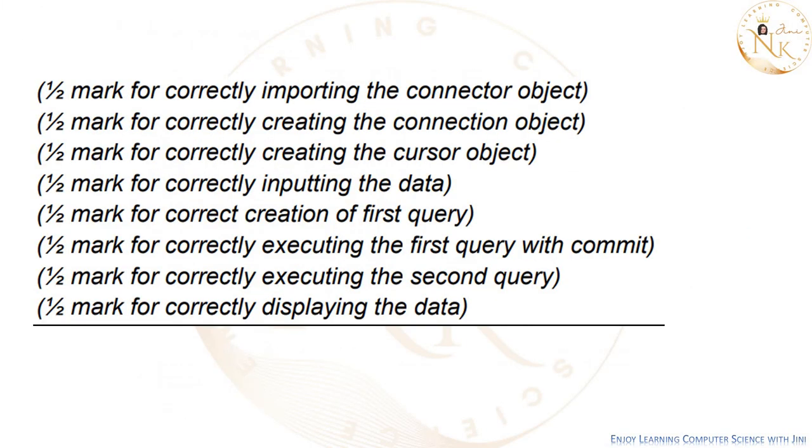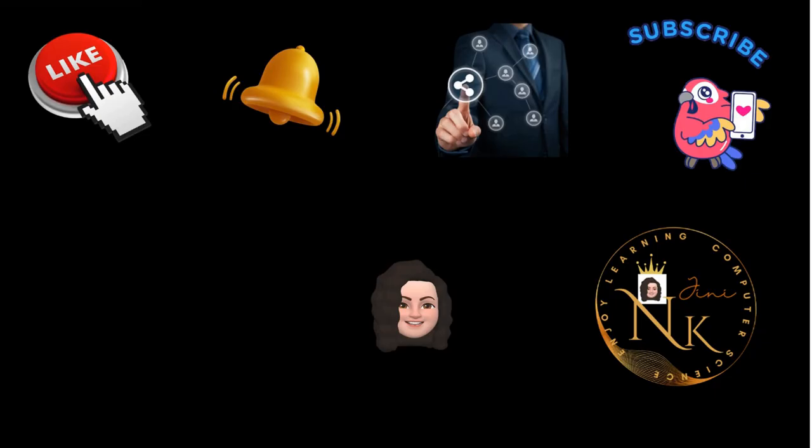Correct. So you can see the marking scheme: half mark for importing the connector object, half mark for correctly creating the connection object, half mark for creating the cursor object, half mark for correctly inputting the data, then half mark for creation of the first query, half mark for executing the first query with commit, and then half mark for executing the second query, half mark for displaying the correct data. So totally 4 marks for this question. Hope you must have understood the concept.